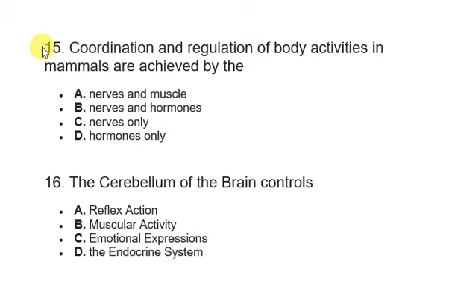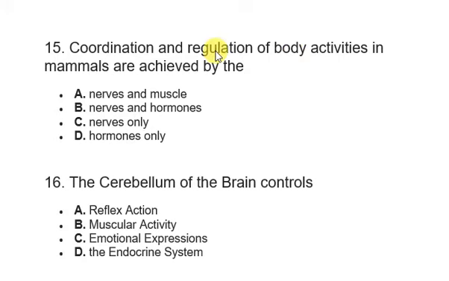Question 15. Coordination and regulation of body activities in mammals are achieved by A. Nerves and muscle, B. Nerves and hormones, C. Nerves only, D. Hormones only. Now, the coordination and regulation of the body activities in mammals, let's assume humans particularly.